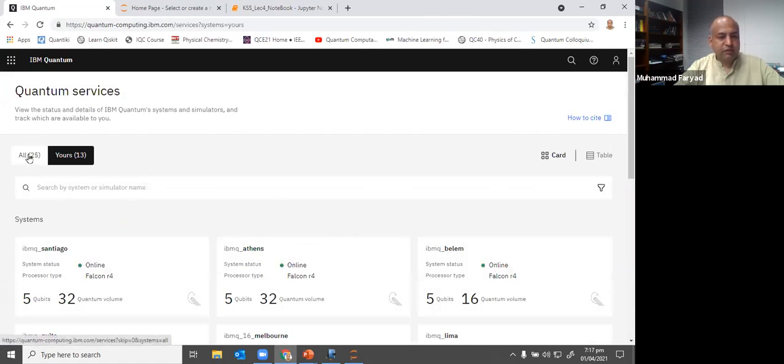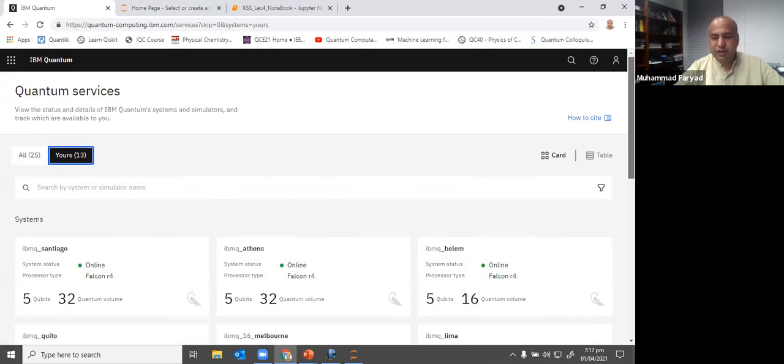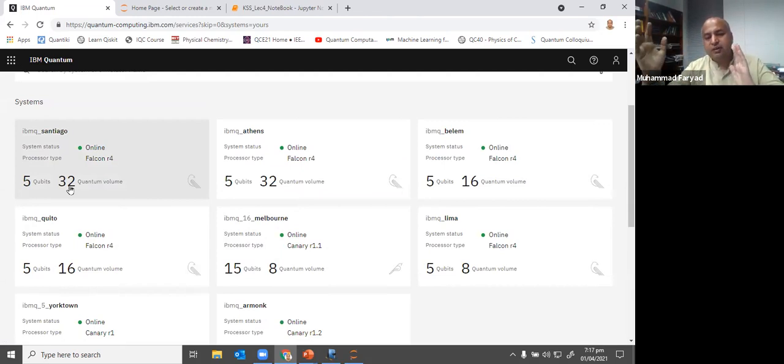So let's go to the ones that are available to me. So there is this Santiago. This is a 5-qubit computer and its quantum volume is 32. Quantum volume is essentially a measure of good qubits and how many circuits they can run before they decohere. So a bigger quantum volume is the one that you need, the one that will give you better results.